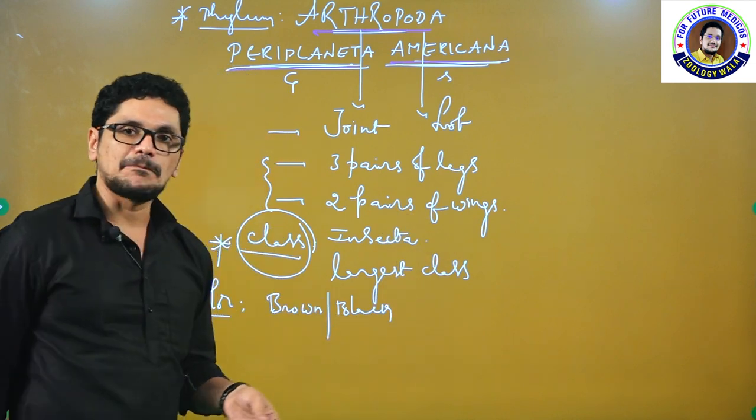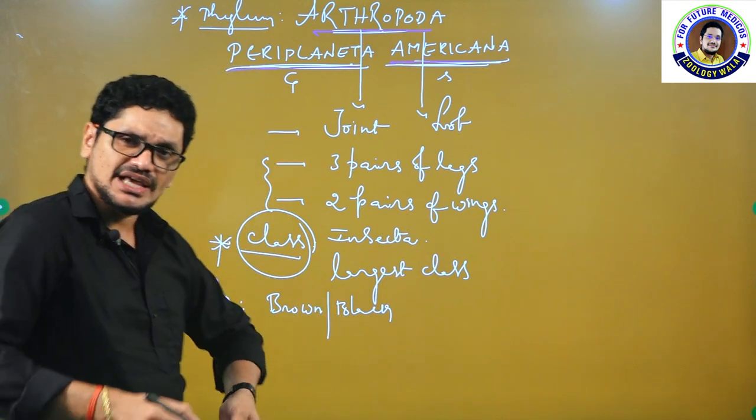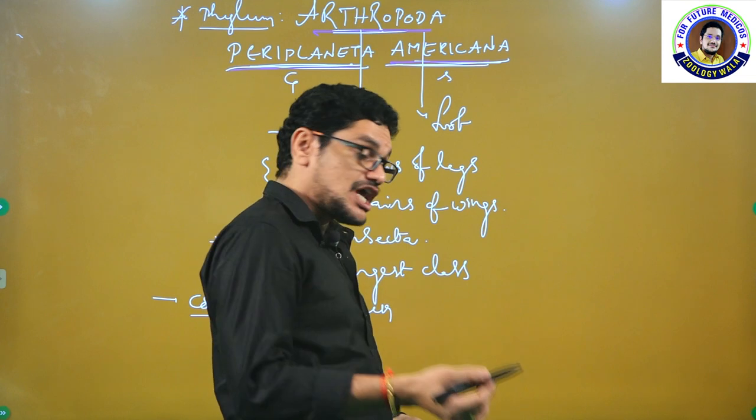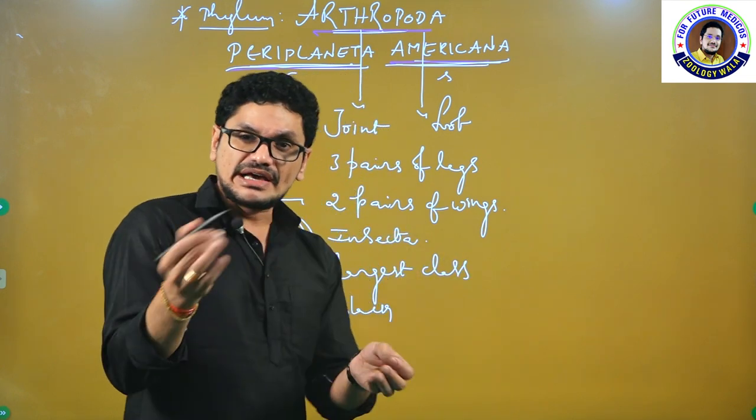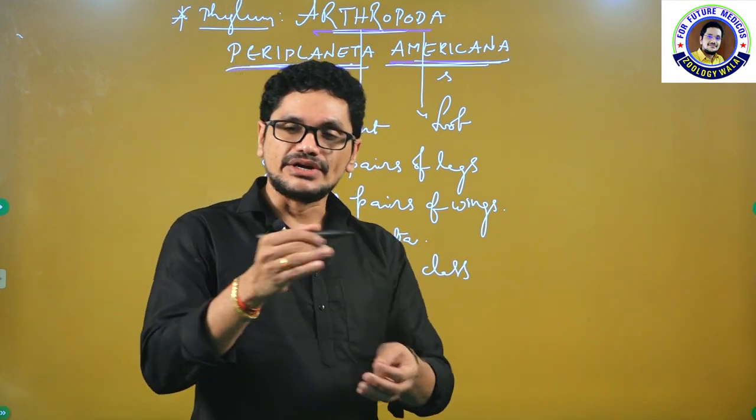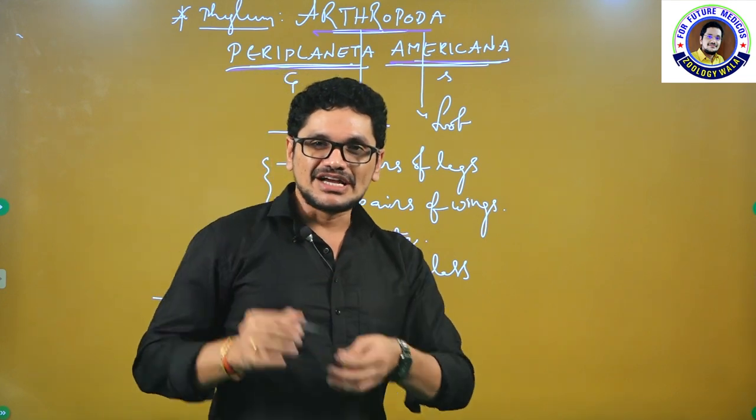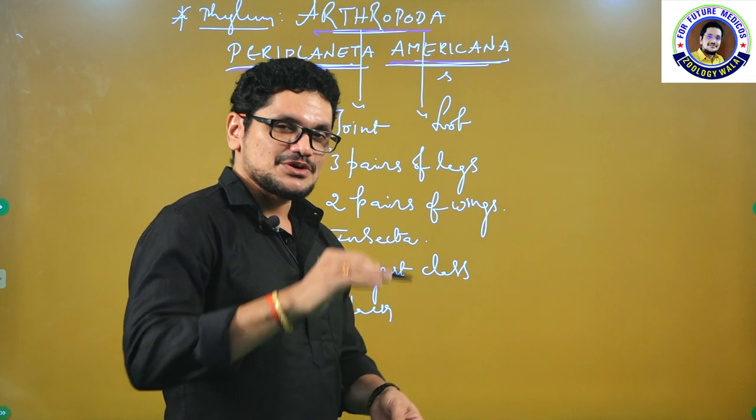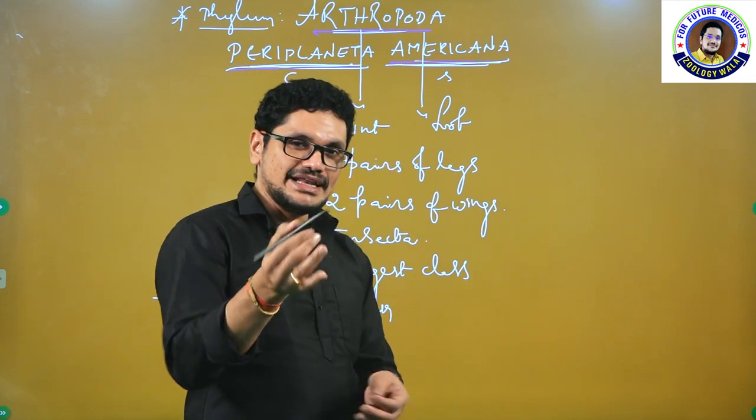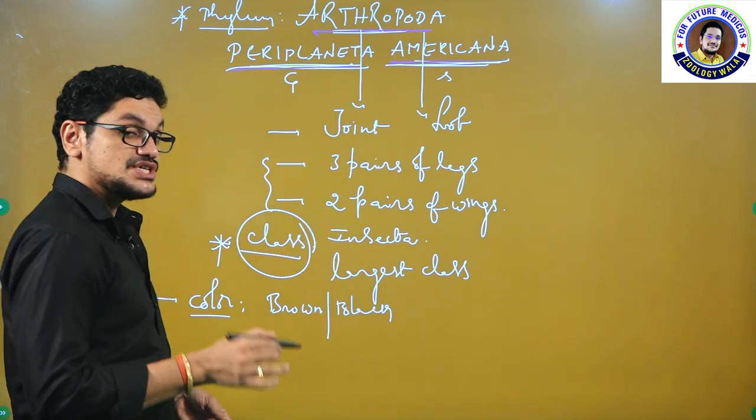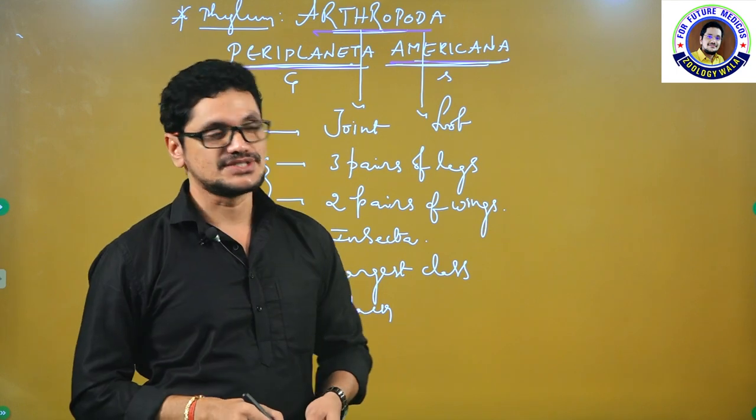So brown or black bodied insects generally, but there are even bright yellow, red, or green colors also. Bright red, green, yellow, these colors are also present, especially in the tropical regions, something like traffic signals, isn't it? So yellow, red, green, like that, even those colors are also seen in the tropical regions, okay.